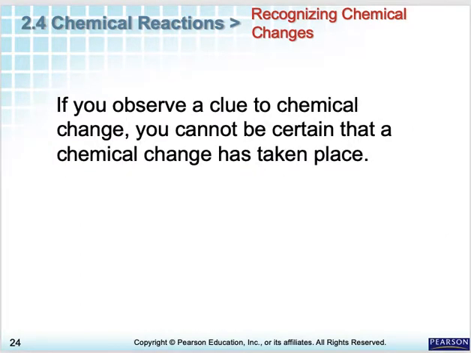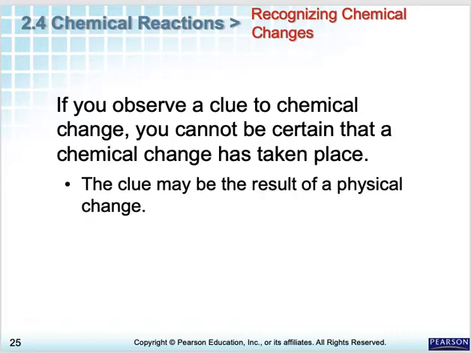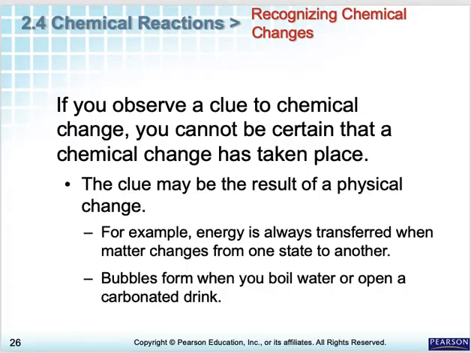If you observe a clue that a chemical change has taken place but you cannot determine for certain, what do we do then? Well, it could be the result of a physical change. For example, energy is always transferred when matter changes from one state to another. So if it goes from a solid to a liquid, like in the case of ice melting, it is taking up energy, and that's why it feels cold to you. It's taking the energy away from your hand to that physical change.